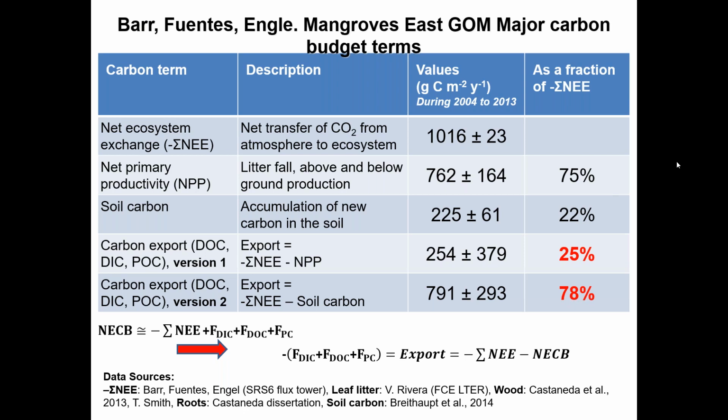The question is, how much then is exported into the Gulf of Mexico? And depending on which of their equations that they use and which assumptions, David Ho and Jordan Barr say 25%, or it could be as high as 78%. It's probably closer to the 25%. A lot of it is, of course, used by the tremendous animal community that is associated with the Everglades.